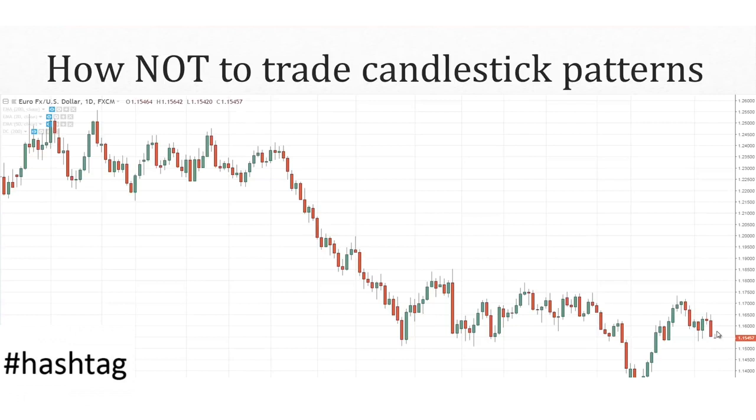the message I'm trying to bring over here is that you don't want to trade candlestick patterns in isolation. What is isolation? It means you don't want to trade candlestick patterns by itself. Just because the candlestick is green, it doesn't mean you go long. Just because it's red doesn't mean you go short. That's what I mean by isolation. So don't trade candlestick patterns in this manner.